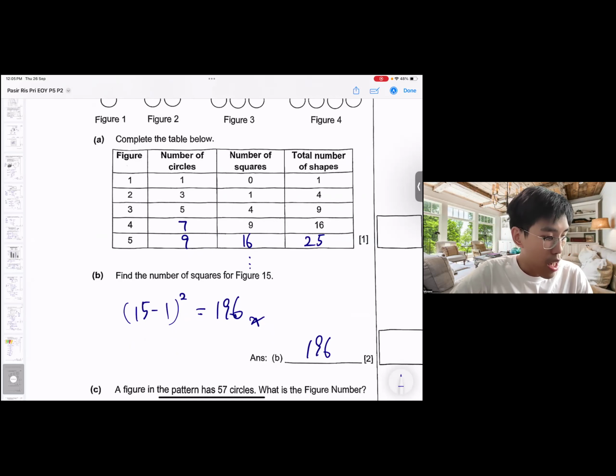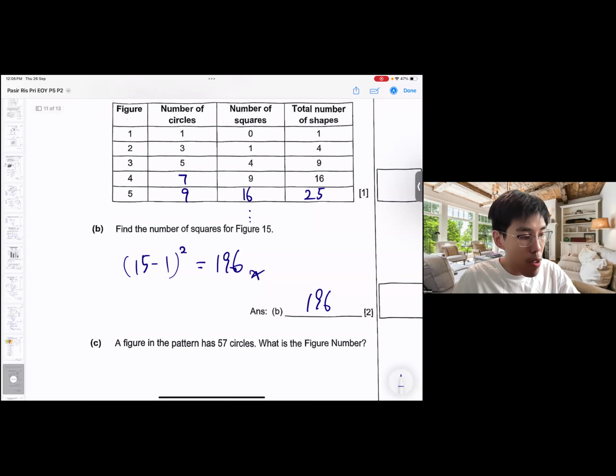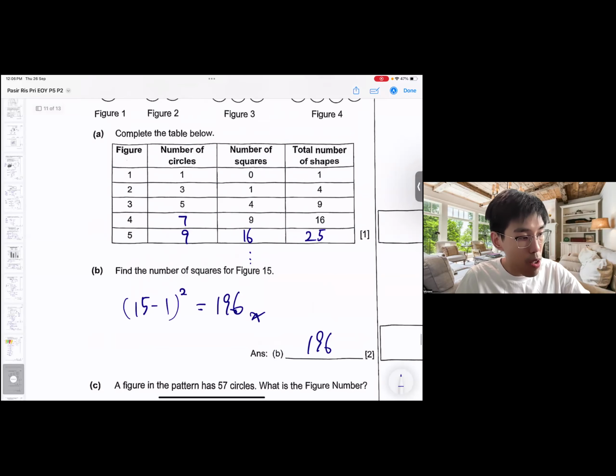Okay, next. A figure in the pattern has 57 circles. What is the figure number? Okay, give some time to think about it. So a figure in the pattern has 57 circles. It means somewhere down the road in the first row, we are looking at the number of circles, 57.